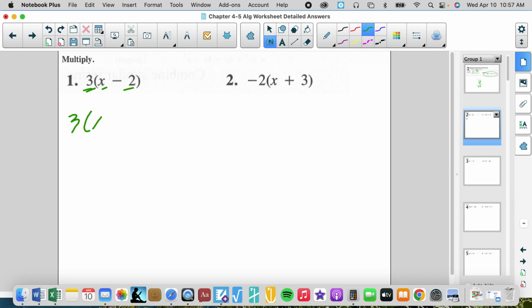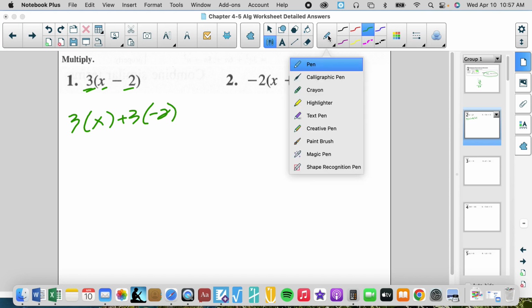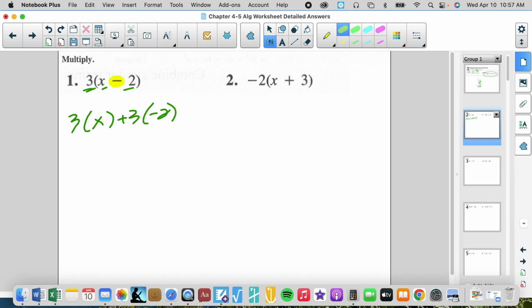But at the moment, we're going to distribute this term into each of these two. So we have 3 times x plus 3 times negative 2. Very important. That negative is attached to the 2. That negative better be attached to the 2. We are distributing a positive 3, so we better see a positive in front of the 3. That negative does not go in front of that 3. We would not write 3x minus 3 times 2.